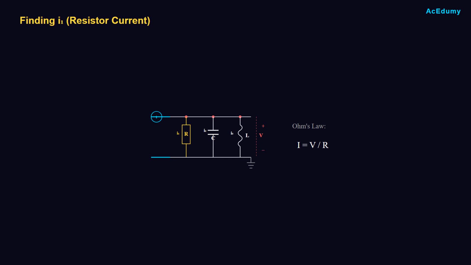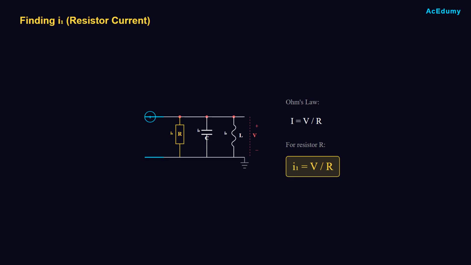In a parallel circuit, all components share the same voltage. The voltage across the resistor equals V, and the other end connects to ground, which is 0 volts. Using Ohm's law, current equals voltage divided by resistance. The voltage difference is V minus 0, which is simply V. Therefore, I1 equals V divided by R. This is the resistor current.